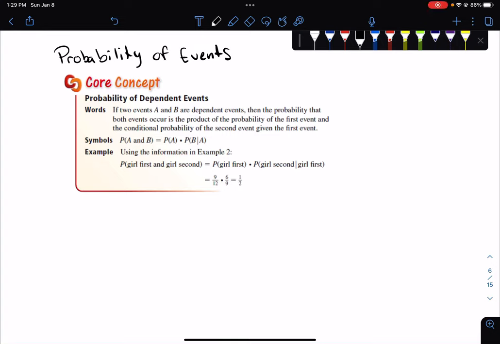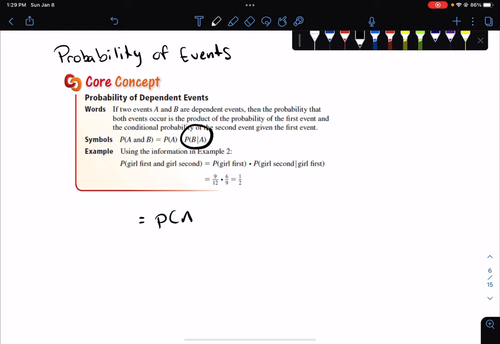All right, probability of dependent events. Pretty similar to the same formula as the probability of an independent event, except for this second part. It has a weird symbol in it. So the probability of A and B happening, if they are dependent events, is equal to the probability of A happening, and then it has this weird probability of B with a line and an A. What that means is the probability that B happens if A has already happened.